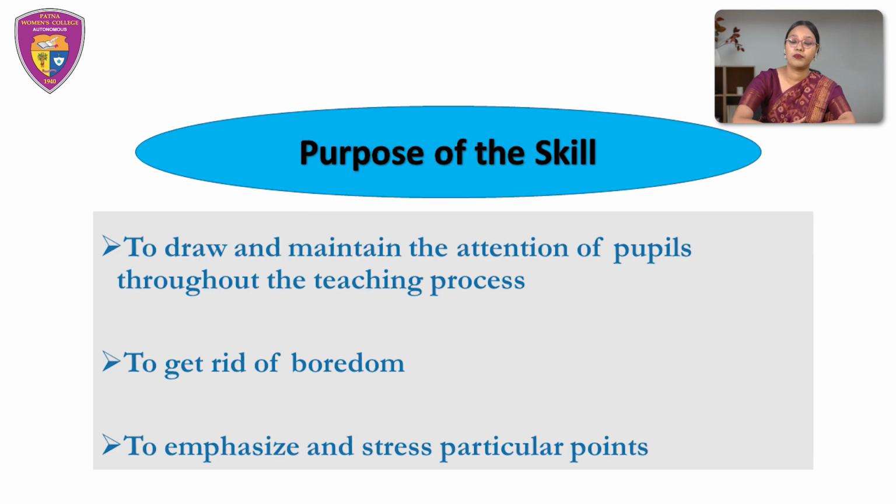Now, let us see the purpose of this skill. The significance of stimulus variation is directly proportional to the attention span of students. The change in the stimulus is necessary to keep away distractions while learning, or in other words, to keep the learners on track. Stimulus variation keeps students attentive in class and sustains their motivation. So, the purposes of this skill are to draw and maintain the attention of pupils throughout the teaching process, to get rid of boredom, and to emphasize and stress particular points.